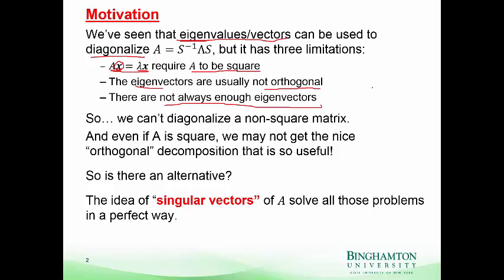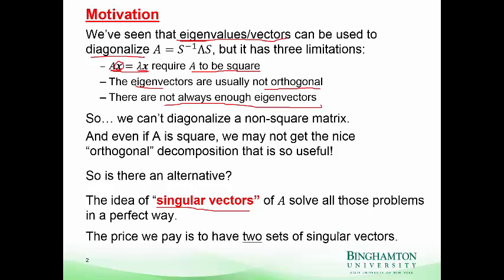So this idea of singular vectors and their corresponding singular values and the corresponding singular value decomposition solves all of these problems, and it solves it in a very beautiful, perfect way. But the price we have to pay: when we had eigenvectors up here, there was just one set of them. Now we're going to have two sets of singular vectors. We'll still have just one set of singular values, but there's going to be so-called left singular vectors and right singular vectors. They'll be different in general.